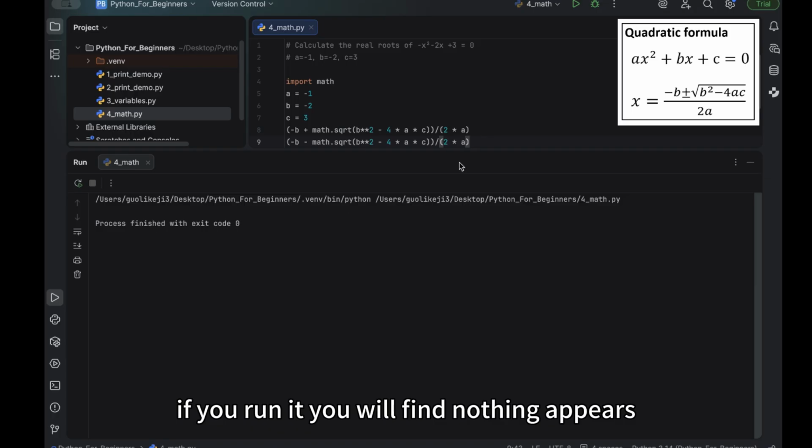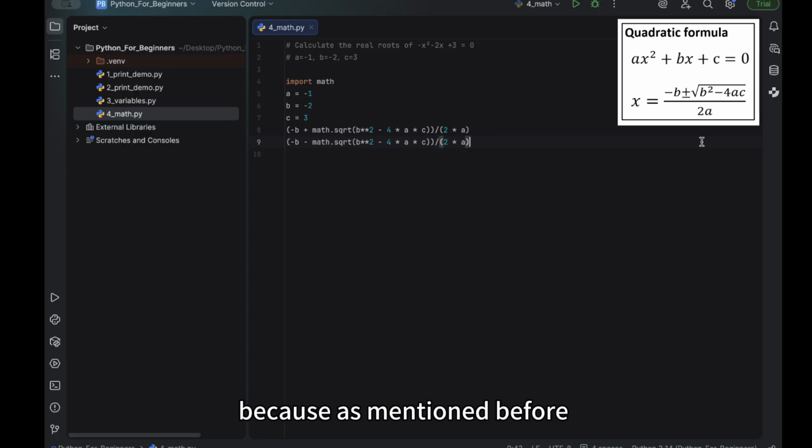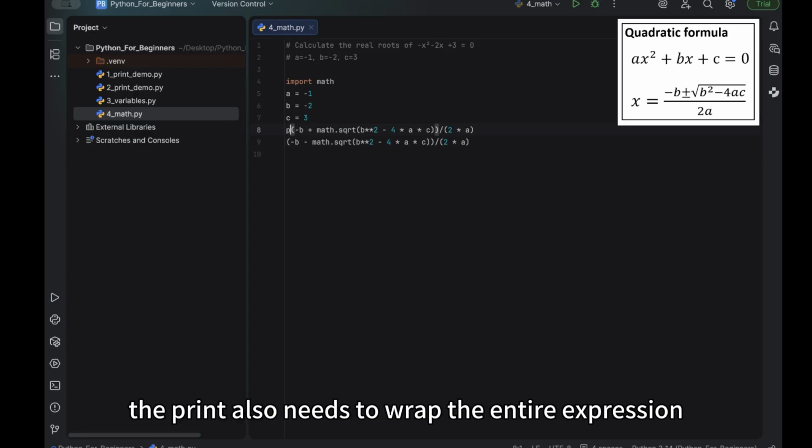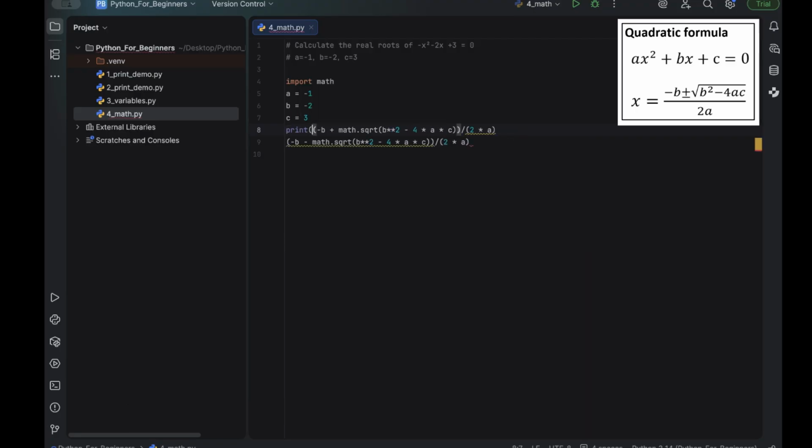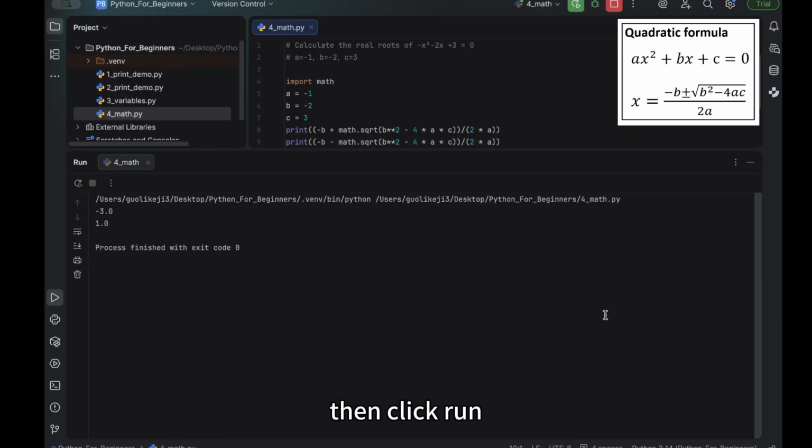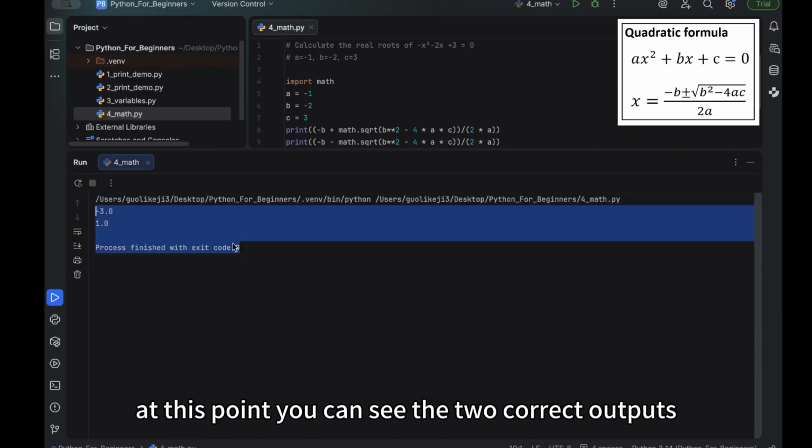Now, the moment of truth. If you run it, you will find nothing appears because, as mentioned before, you need print. To see the result, the print also needs to wrap the entire expression. Then click Run. At this point, you can see the two correct outputs.